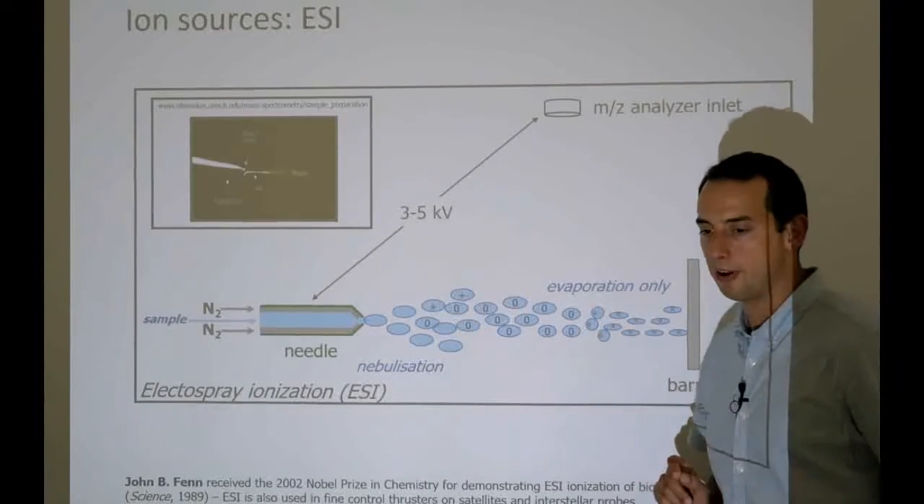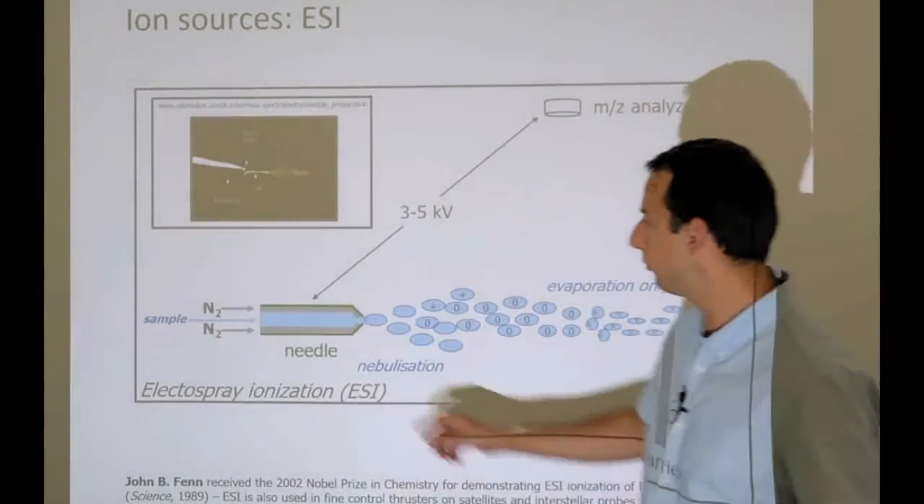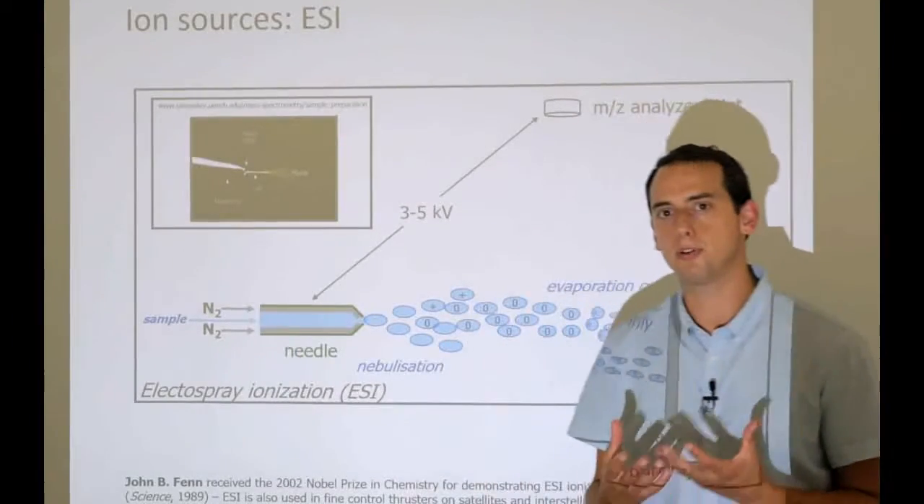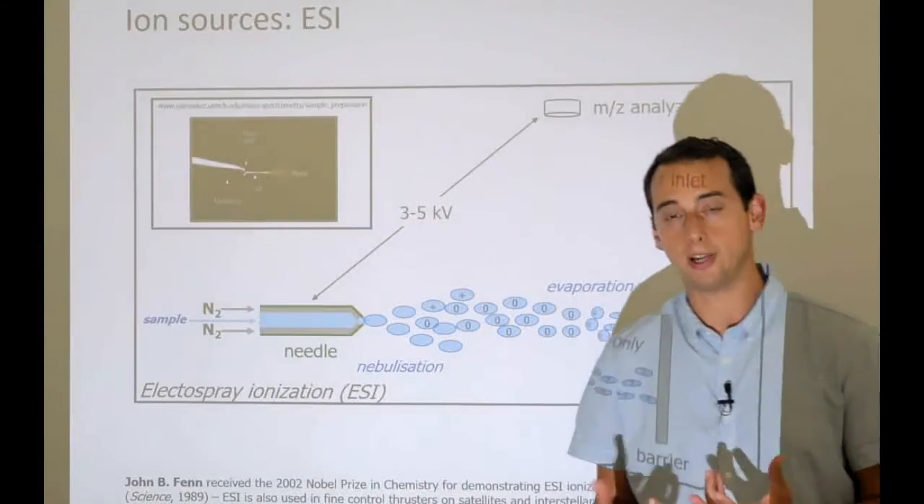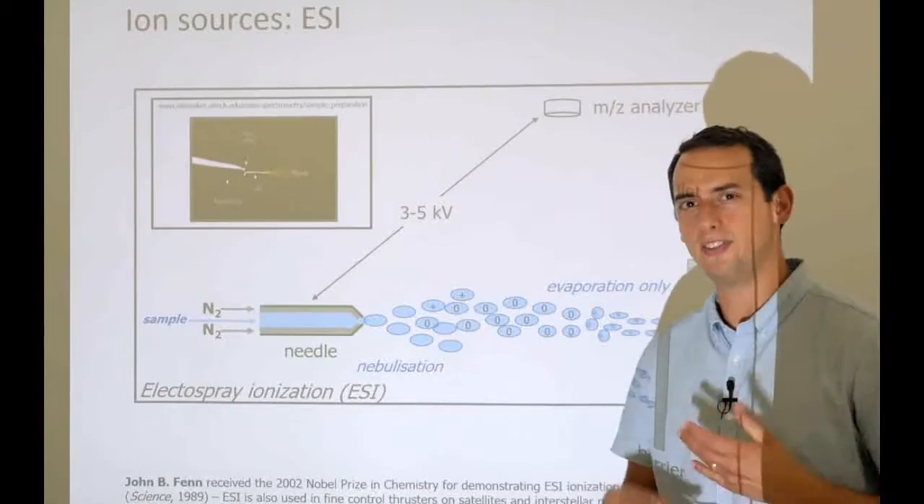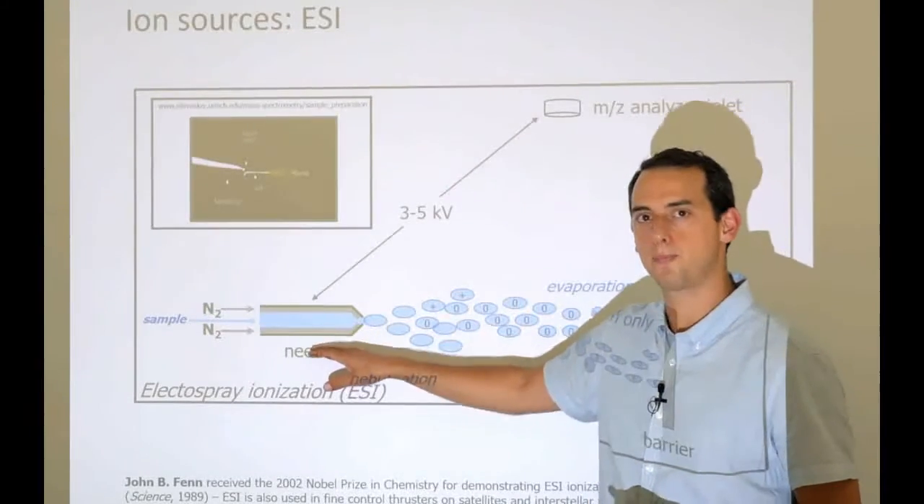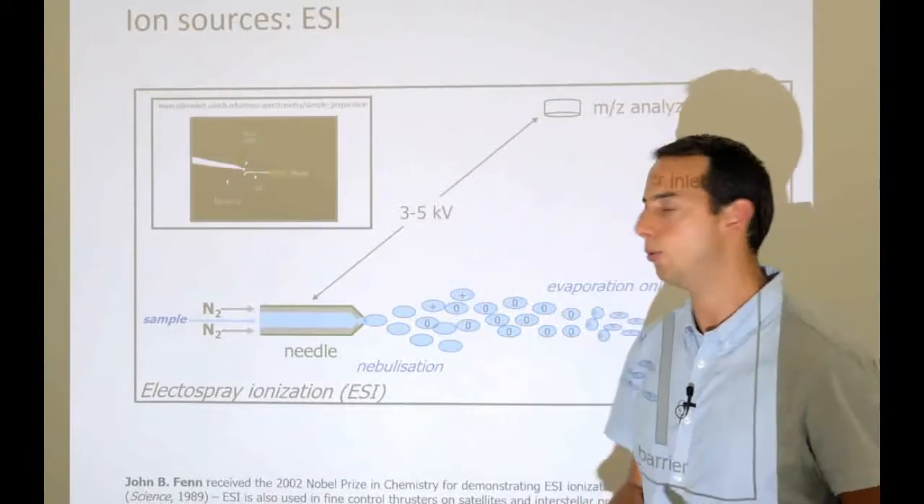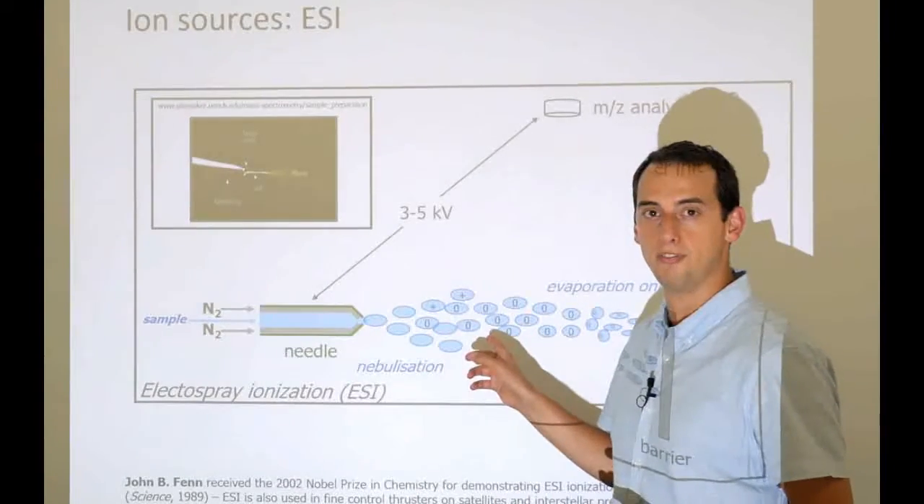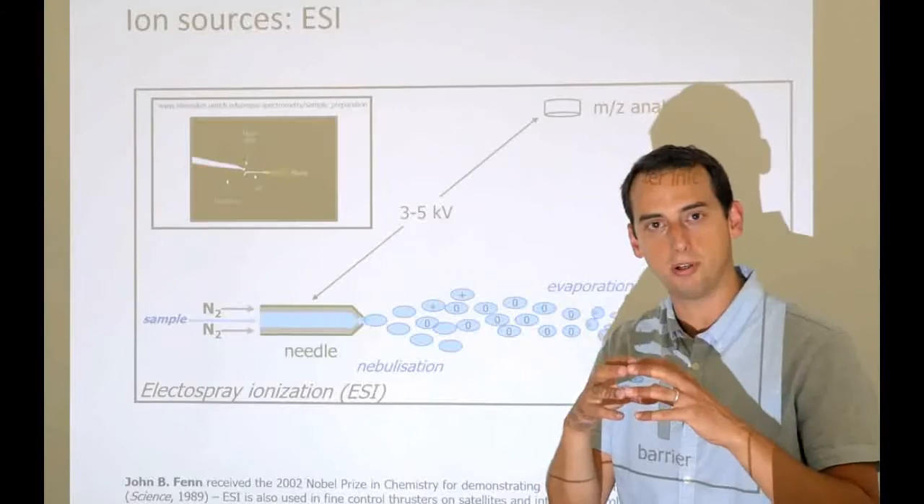Now, where does the evaporation come from? Well, first and foremost, this is dissolved in water plus a small amount of acetonitrile to make it more hydrophobic. So that's easily evaporated. But we also heat the needle up. So it can be heated up to 60 degrees or so to make sure that the evaporation is more efficient and the droplets become ever smaller.